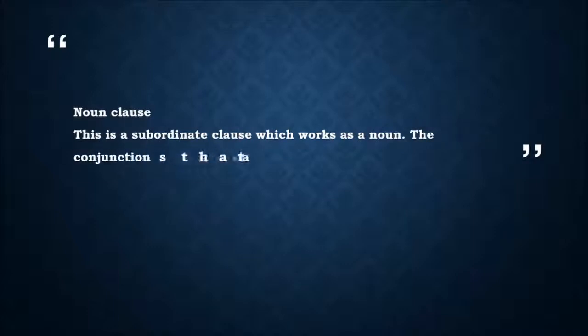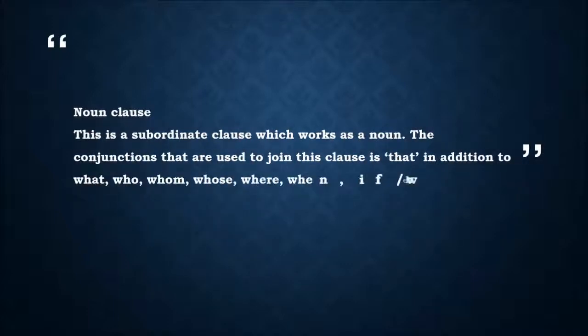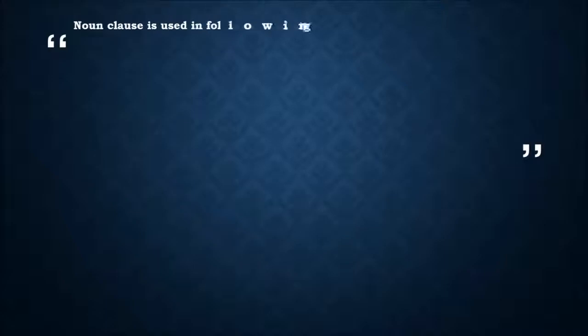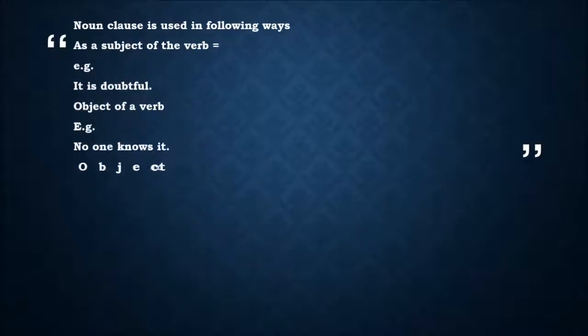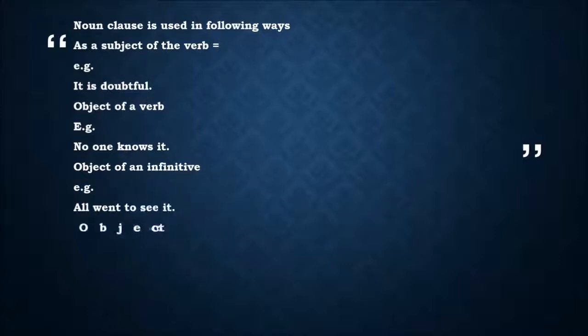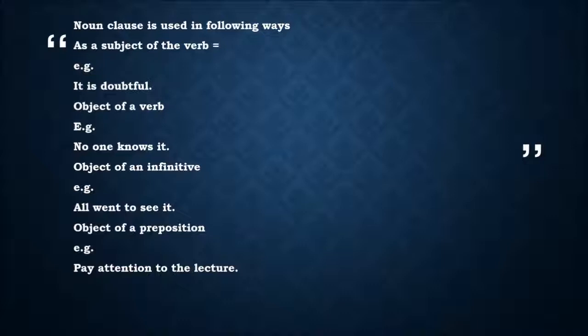Noun clause: this is a subordinate clause which works as a noun. The conjunctions that are used to join this clause are that, in addition to what, who, whom, whose, where, when, if/whether, which. A noun clause is used in the following ways: A. As a subject of the verb, e.g. it is doubtful. B. Object of a verb, e.g. no one knows it. C. Object of an infinitive, e.g. all went to see it.